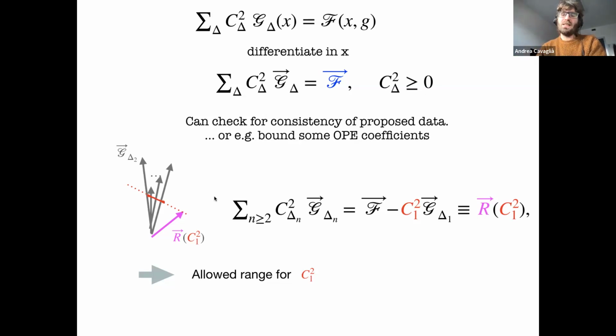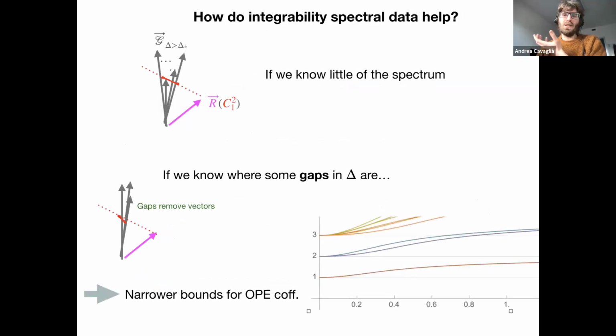Okay, so let me now try to say why giving input on the spectrum of integrability improves these bounds. If we know very little of the spectrum, we would need to assume some ignorance of where the states are. And therefore, we would need to include in this family of vectors that define our envelope region all the possible values of delta above some threshold.